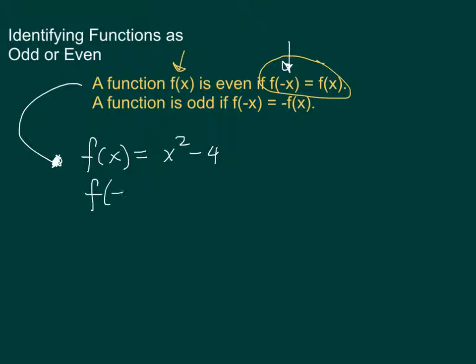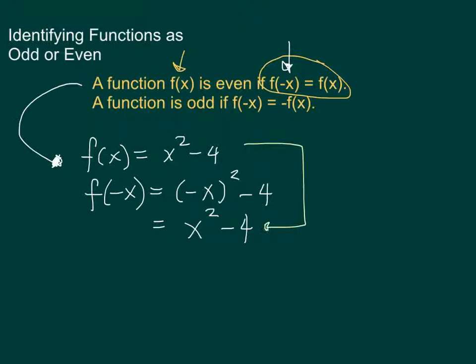If I will get f of negative x, then that means x is replaced by negative x, and then you still have the minus 4. When I simplify, f of negative x squared becomes positive x squared, and then you still have minus 4. Now, as you can see, the f of negative x and the f of x are the same. So the function x squared minus 4 is an even function.